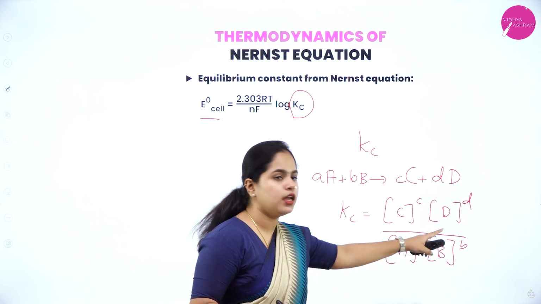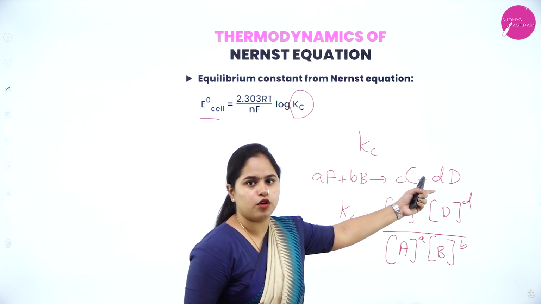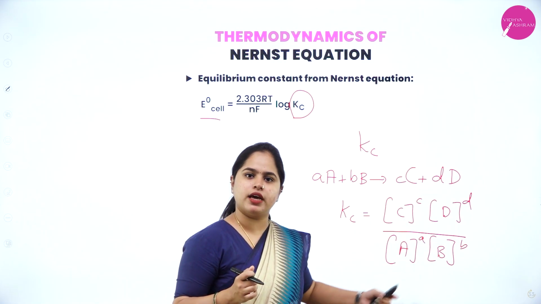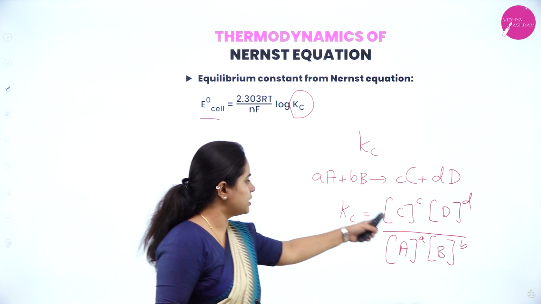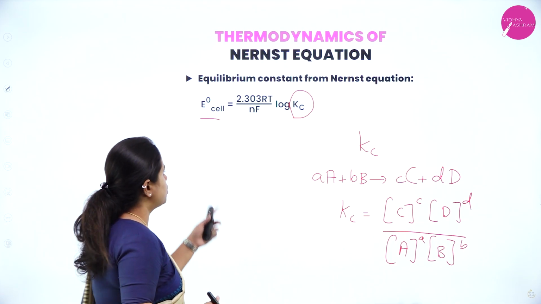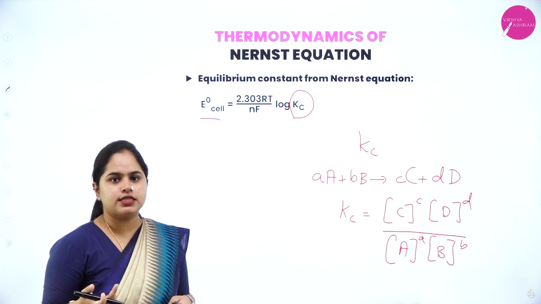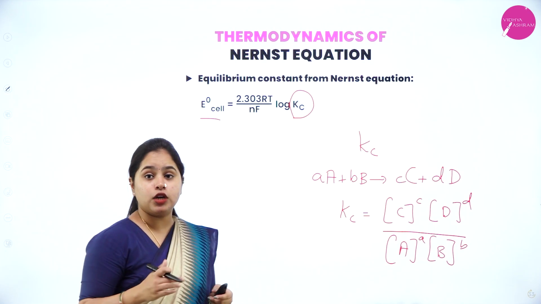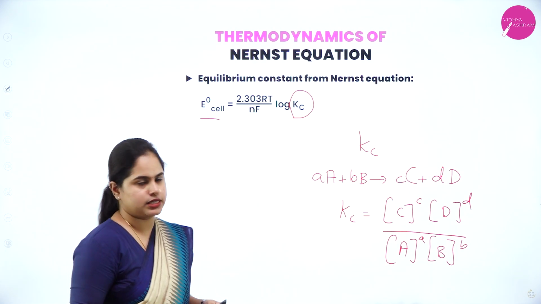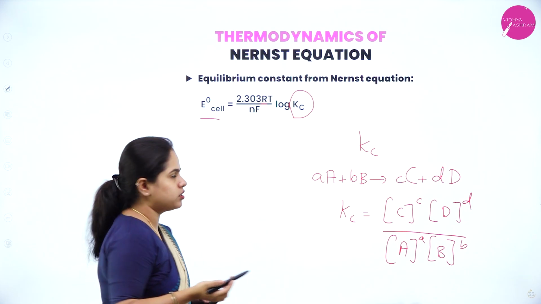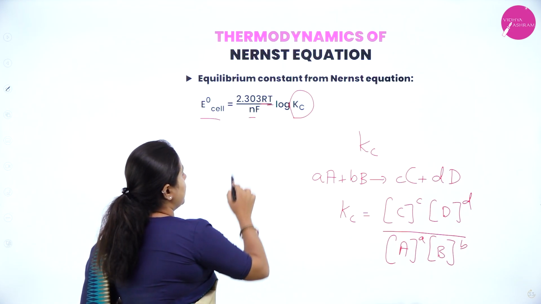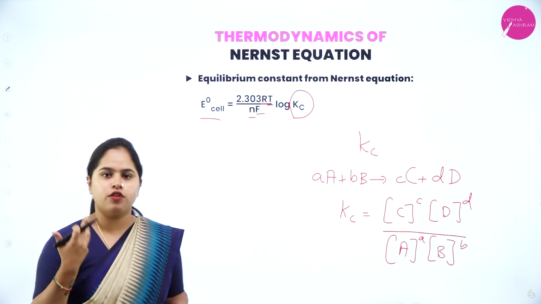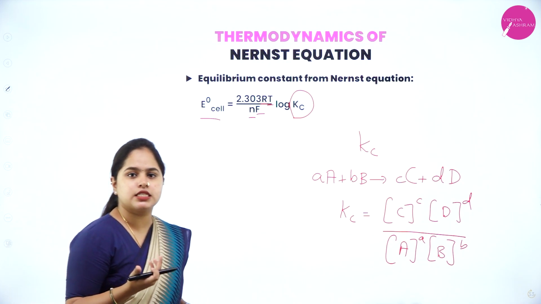That is the product of the concentration of the products raised to the power of their number of moles divided by the product of the concentration of the reactants raised to their respective number of moles, right? So that is how you calculate the equilibrium constant. So this is the relationship between E naught cell and Kc. What is it? E naught cell is equal to 2.303 RT by nF log Kc. So R stands for the universal gas constant, T is the temperature, n is the number of moles of electrons involved in the reaction, and F is the Faraday's constant, that is 96,500 coulomb.